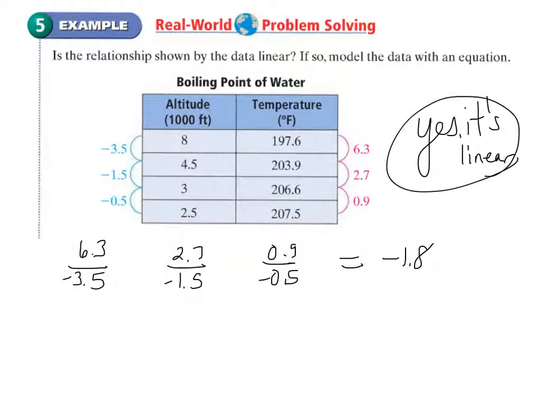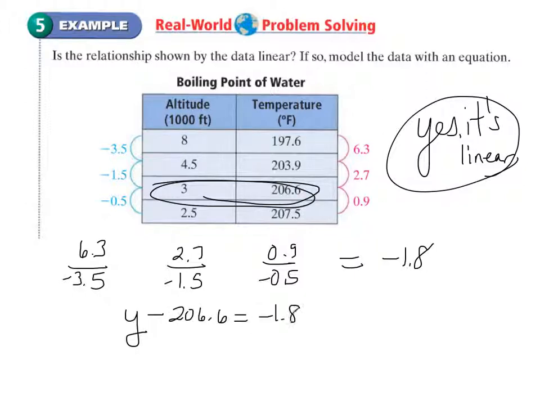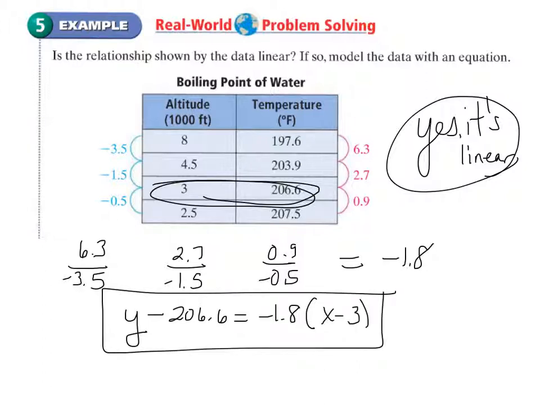And your equation would be, let's use point slope. Y minus, pick any one of your points. I'm going to pick this one right here. Y minus 206.6 equals my slope, negative 1.8 times x minus 3. And that would be an equation that models the data.